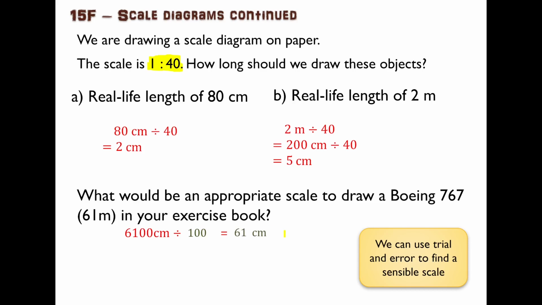61 centimeters still won't fit in a single A4 page. An A4 page is about 30 centimeters long. Alright, well what if I try dividing by 1,000? That's 6.1 centimeters. Is that a good size? I think that's a good size to draw in your exercise book. If you went even smaller, well then it might be too small. You won't be able to make out the detail. So a suitable scale is 1 to 1,000 because the scale factor is 1,000.